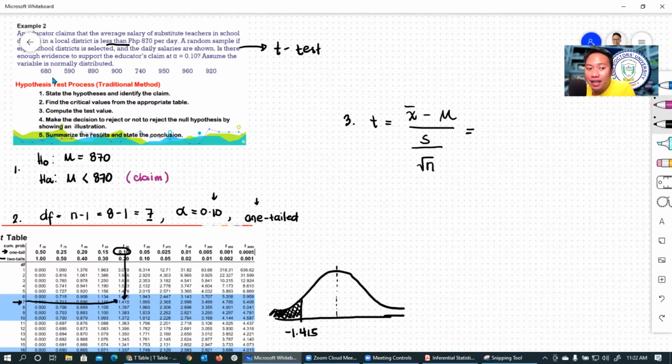We have 680, 590, 890. This means to say, guys, that you still have to solve for the sample mean using your calculator. So using your calculator, what is your mean?